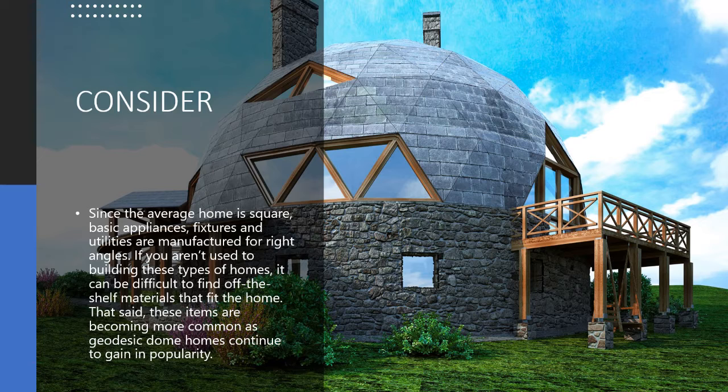Things to consider when designing a dome. Since the average home is square, basic appliances, fixtures, and utilities are manufactured for right angles. If you aren't used to building this type of home, it can be difficult to find off-the-shelf materials that fit the home. That said, these items are becoming more common as geodesic dome homes continue to gain in popularity.